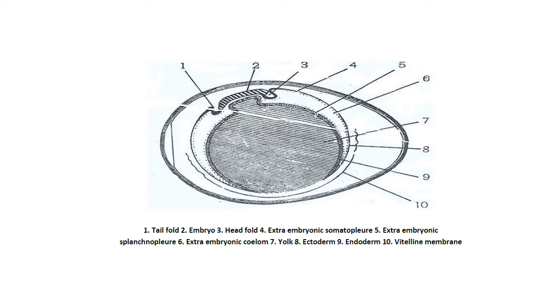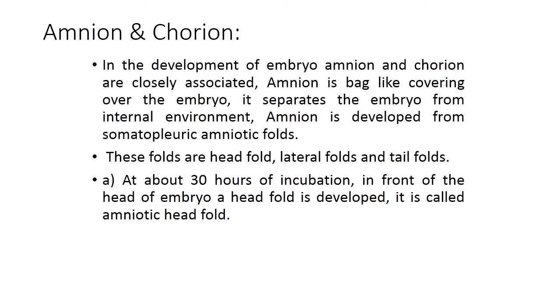So this is the structure where you have these extra-embryonic membranes. You can see this 4, that's the extra-embryonic somatopleure, and 5, this is the extra-embryonic splanchnopleure, and the region between 4 and 5 is what is known as coelom. Amnion and chorion. In the development of the embryo, amnion and chorion are closely associated. Amnion is a bag-like covering over the embryo.